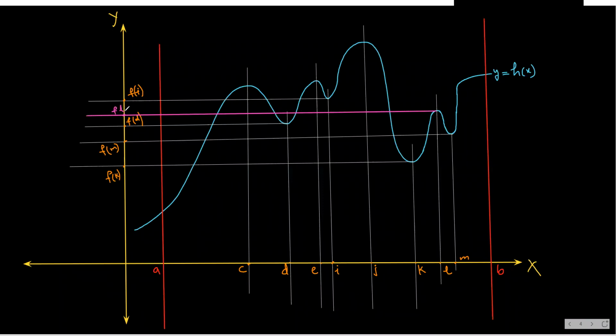But you will be surprised to notice that the maximum at L is lesser than the minimum at I. See, f of L is occurring here, this is the f of L value on the y-axis. And what is f of I? f of I is actually a local minimum value. But you are noticing that the local minimum is a greater value than the local maximum. This is a minimum value, but it is above the maximum value. The minimum value is above and the maximum value is below.